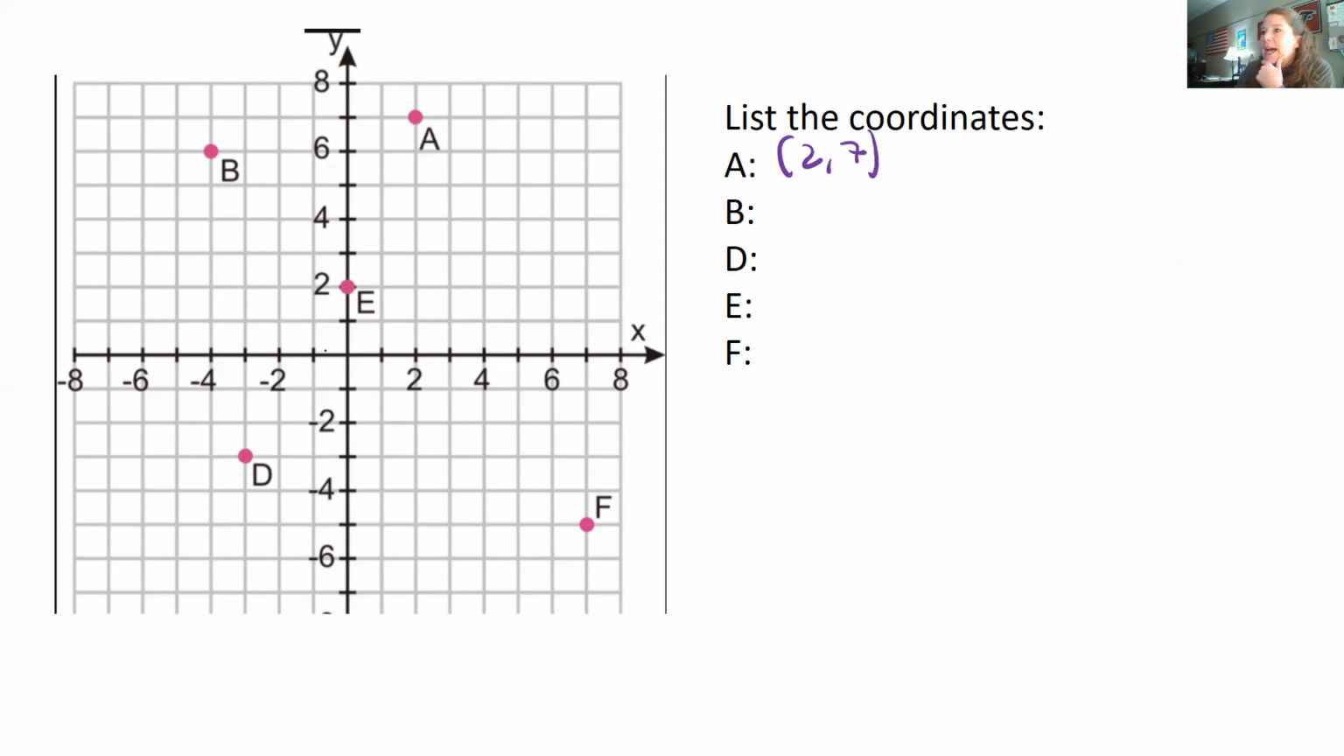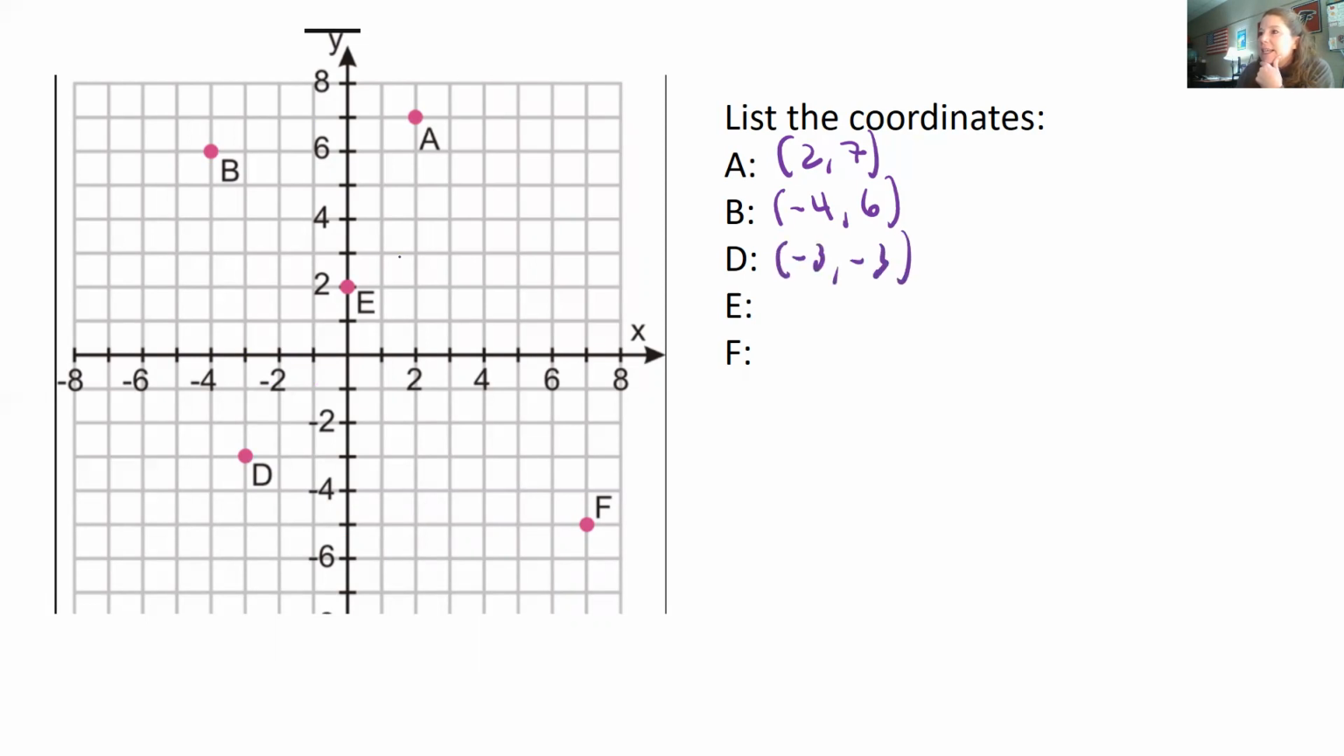How do I get to B? Well, I would go left 4 and then up 6. Make sure you're always going right or left first and then up or down. Letter D, I would go left and then down. So it would be -3, -3.